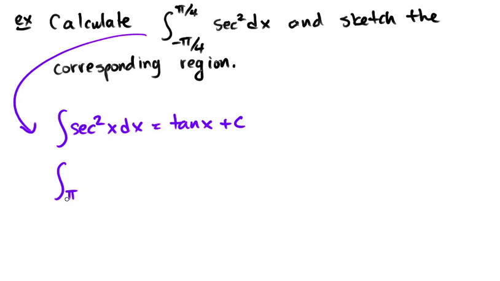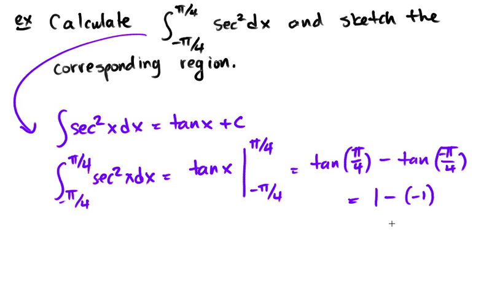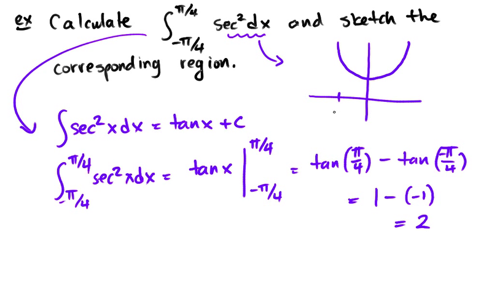So the definite integral from negative pi over 4 to pi over 4 of secant squared x dx becomes tan x being evaluated at negative pi over 4 to pi over 4, which means I take tan x at pi over 4 and I subtract tan x at negative pi over 4, and calculating that gives me 1 minus negative 1, and I get an answer of exactly 2.